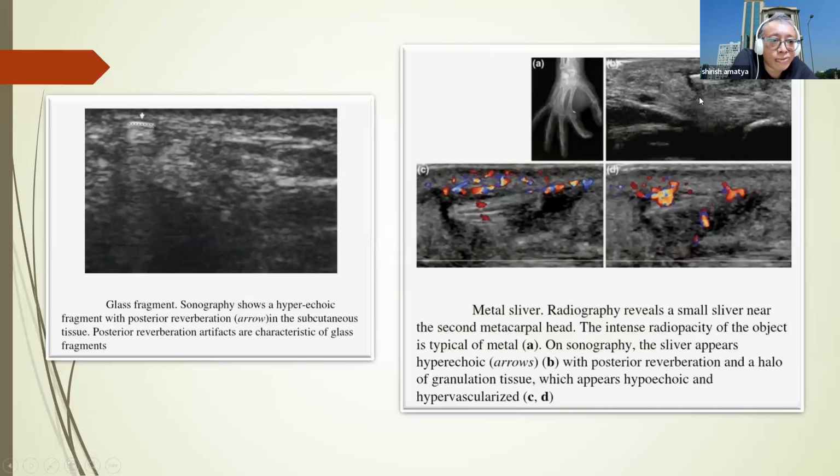And on the right side of the slide, there is an X-ray picture shown, as well as the ultrasound picture, side by side. In the X-ray, you can see a highly dense structure near the head of the metacarpal bone. And on the right side, you can see a highly hyperechoic line with reverberation just below this line. This is the metal foreign body seen in the ultrasound picture. And if you turn on the color Doppler, you can see increased color Doppler signal if there is any infection or granuloma, which usually surrounds this foreign body.